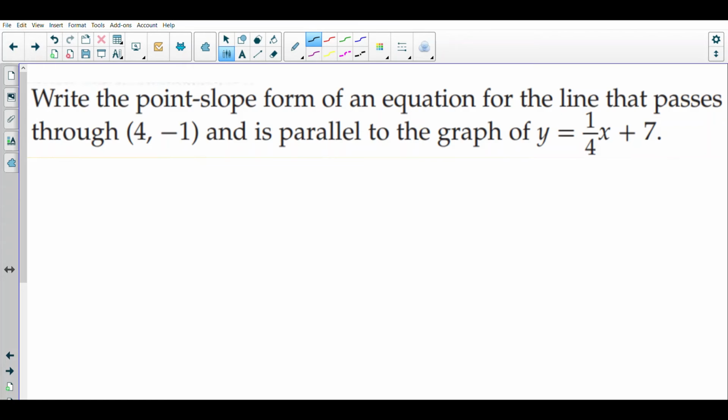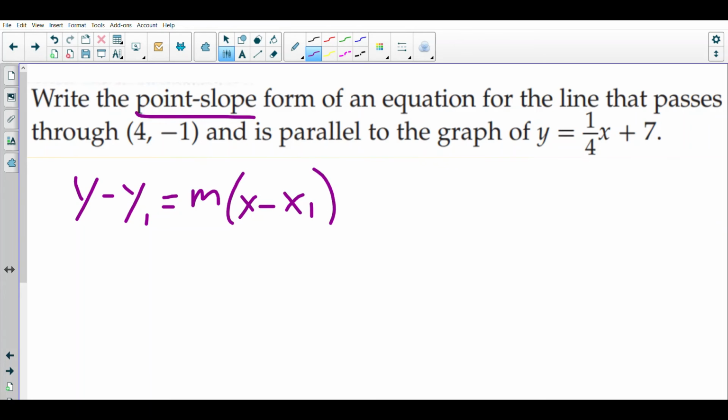So here we go again. Write the point slope form of an equation that passes through (4, -1) and is parallel to the graph y equals 1/4 x plus 7. So this one they tried to throw a curveball, but keep in mind, point slope form. So we start with y minus y sub 1 is equal to m times x minus x sub 1. So this is actually a little bit easier for us.